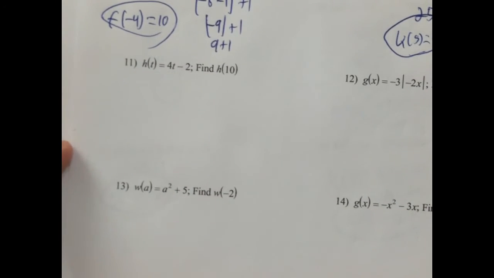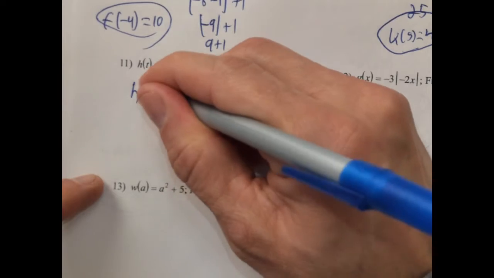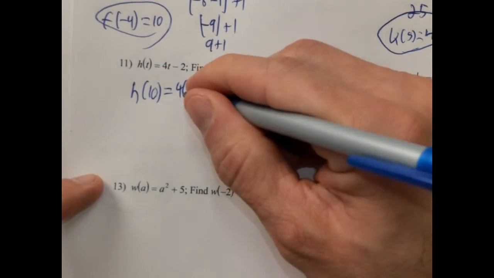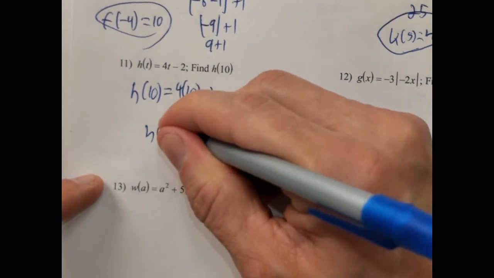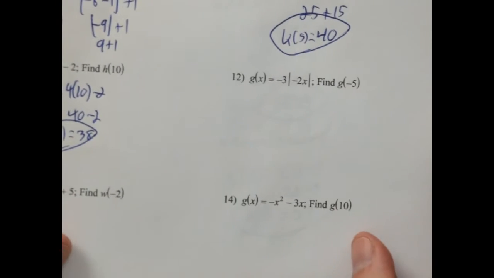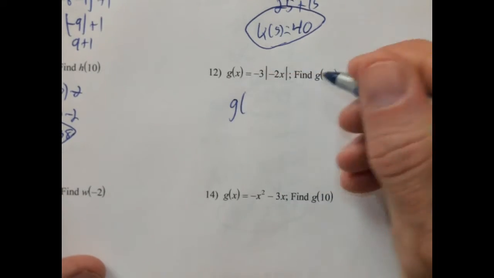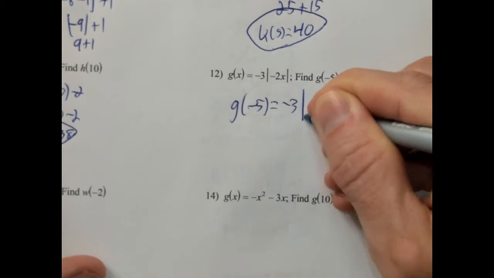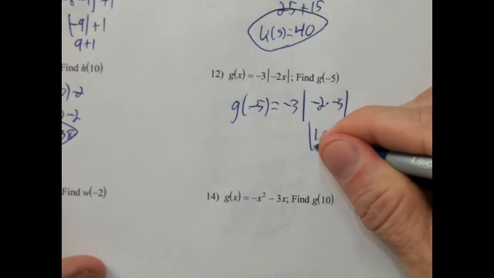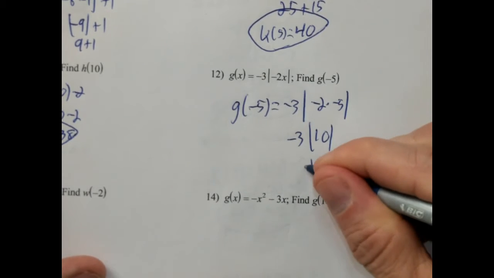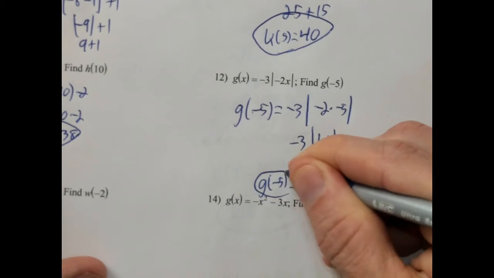Okay. Find h of 10, if h of t is 4t minus 2. h of 10 equals 4 times 10 minus 2. 4 times 10 is 40, minus 2 is 38. h of 10 is 38. Find g of negative 5 if g of x is negative 3 times the absolute value of negative 2 times x. So g of negative 5 equals negative 3 times the absolute value of negative 2 times negative 5. Negative 2 times negative 5 is positive 10. The absolute value of 10 is 10, times negative 3 is negative 30. So g of negative 5 is negative 30.